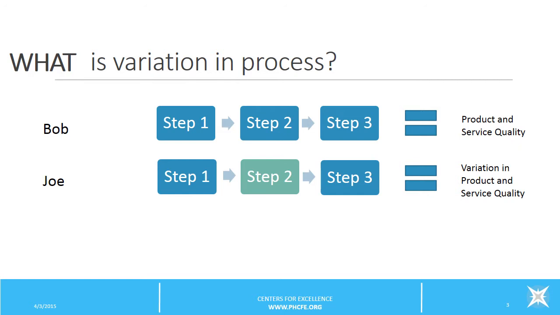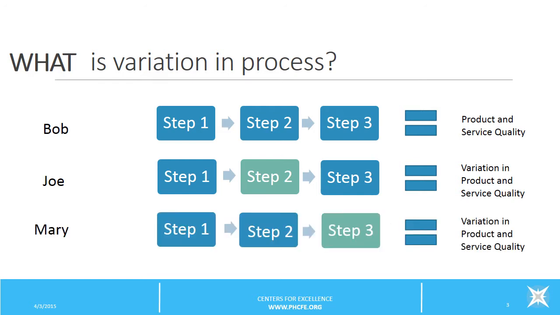Joe is responsible for providing the same service or product to the public, but he does step 2 differently than Bob. And the way Bob does it produces a different level of quality than Joe. And perhaps Mary does step 2 the same as Bob, but does step 3 differently than either Bob or Joe. Now again, what Mary delivers in terms of quality may be significantly different from what Joe and Bob provide.